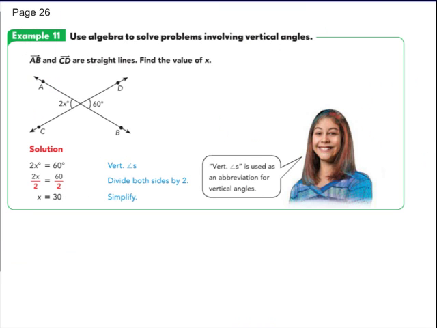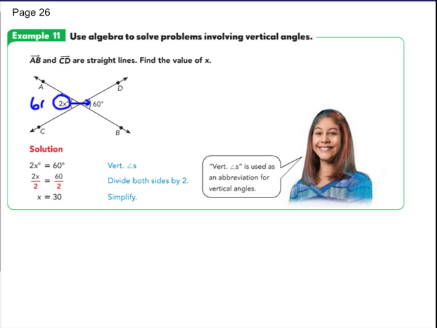Line AB and CD are straight lines. Find the value of x. Since this angle over here is diagonally straight across from the angle across from it, which is 60, they are vertical angles. This is showing you a pair of vertical angles. Vertical angles are congruent, meaning they can be set equal to each other. They are equal in measure. So 2x has to equal 60. So dividing by 2, x must equal 30.